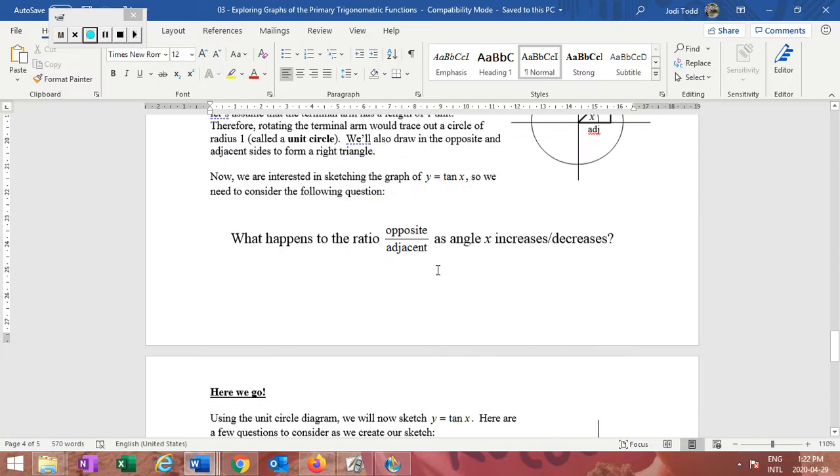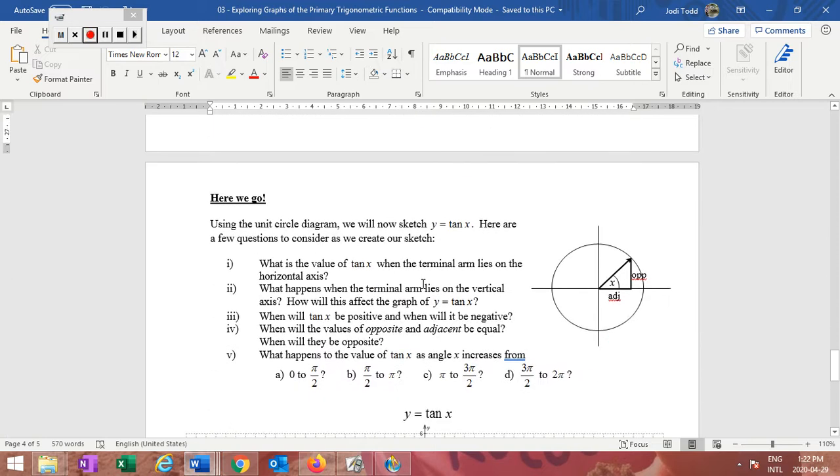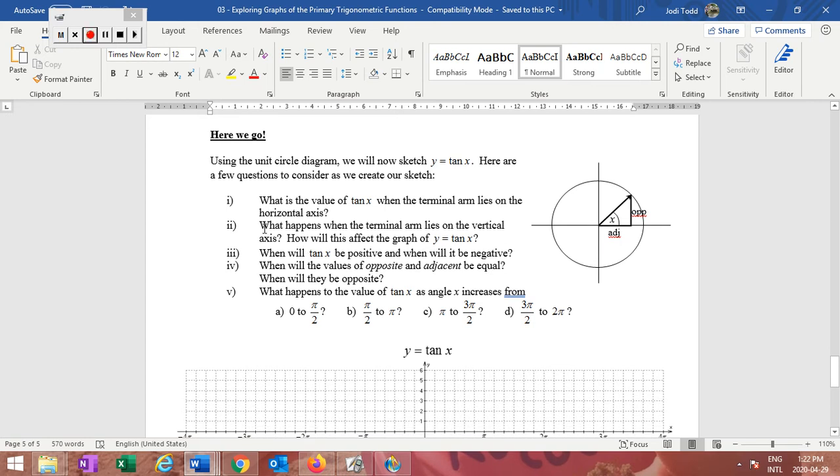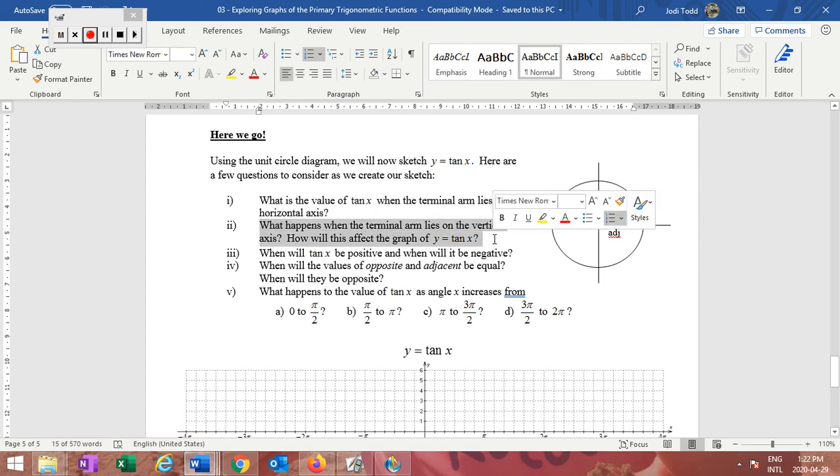Right here in your notes, that should answer, what is the value of tan x when the terminal arm lies on the horizontal axis? What happens when the terminal arm lies on the vertical axis? And that's where we get that vertical asymptote.